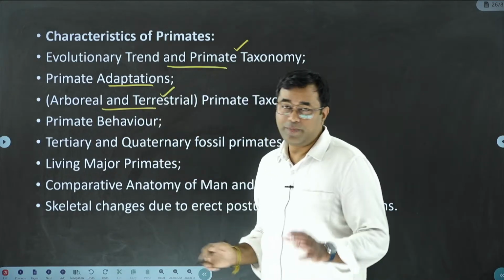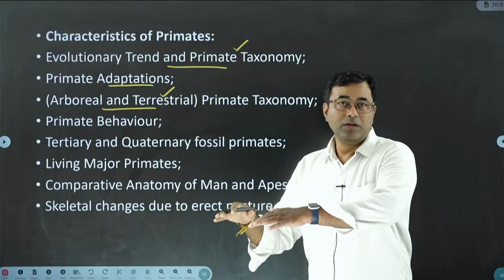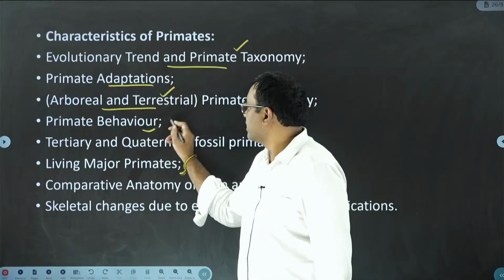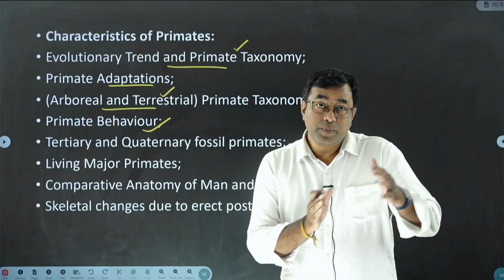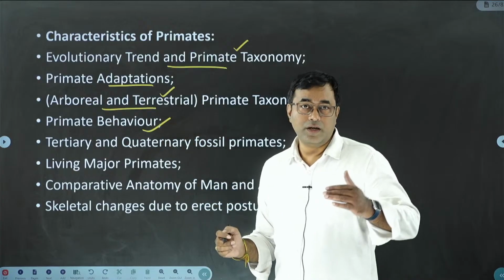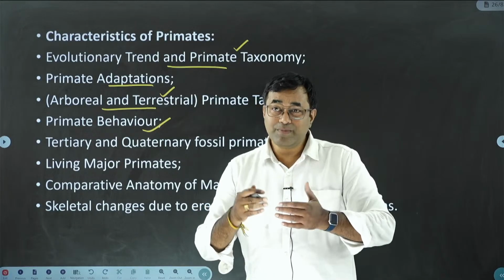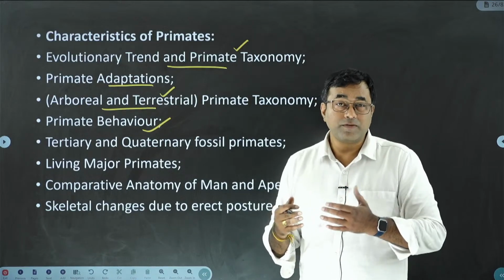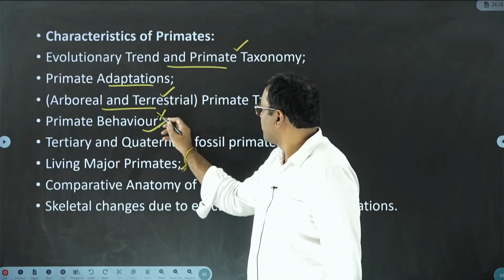Arboreal and terrestrial: some primates lived only on trees, and slowly they came to the land, walking on two legs. Those are called terrestrial primates. Primate behavior is also studied, like human behavior. Scientists have studied how primates behave and compared it with humans. Similar contexts can be explained, and we can get solutions for problems faced by humans from animals. That is one of the research areas most people are focusing on.